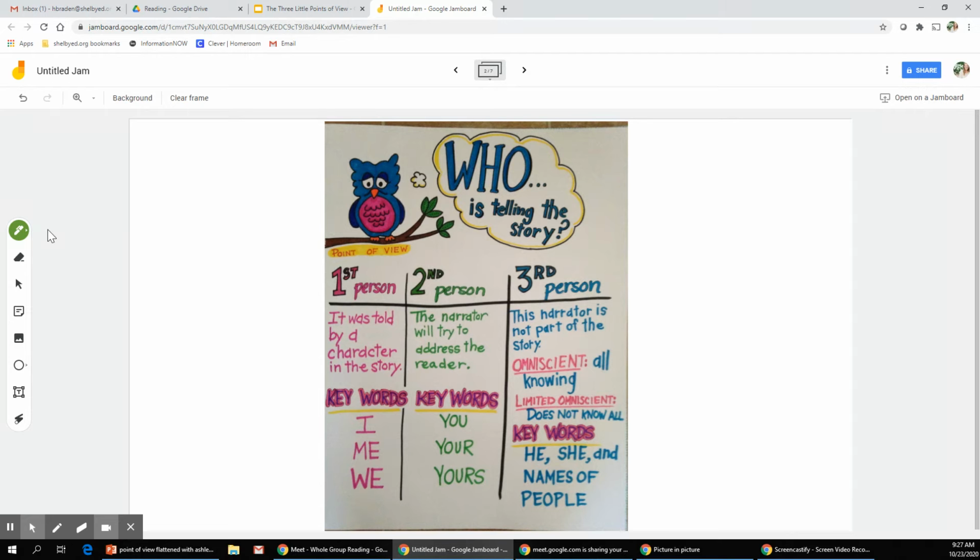Third person is when the narrator is not in the story. Okay, so in third person, there's two types, limited and omniscient. All right. So, well, this chart says omniscient and limited omniscient. I just say omniscient and limited. Okay. So omniscient is when the narrator, that's not part of the story, they know everything. That narrator knows how, like I said, like if my husband was sitting next to me, the narrator, that's not part of the story, knows how I'm feeling and how he's feeling. Okay.